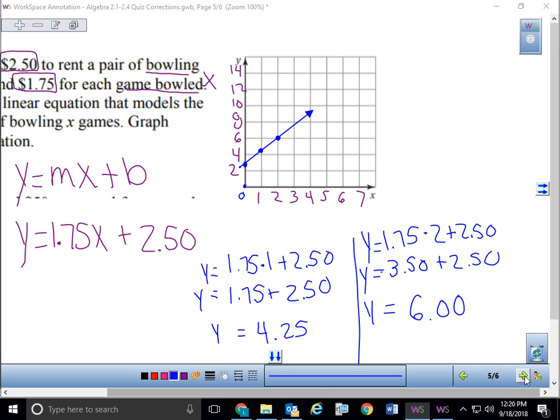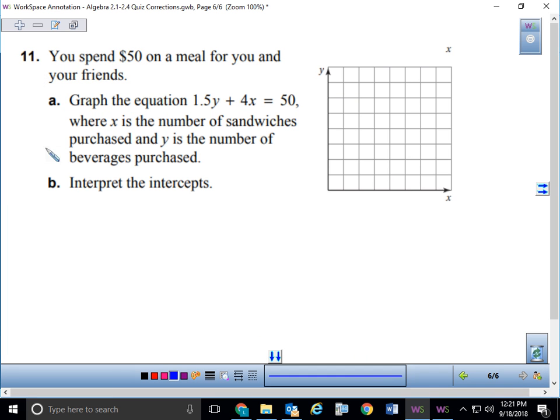Okay, last one, number 11. This says you spend $50 on a meal for you and your friends. Oh, that's nice of you to pay for your friends. Part A. It says graph this equation 1.5y plus 4x equals 50. X is the number of sandwiches. Y is the number of beverages. Part B, we're going to interpret. We'll come back to that.